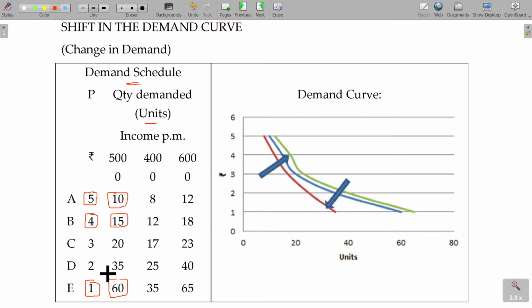Is that okay? Price decreases, quantity demanded increases. Is that okay? Any doubts here?